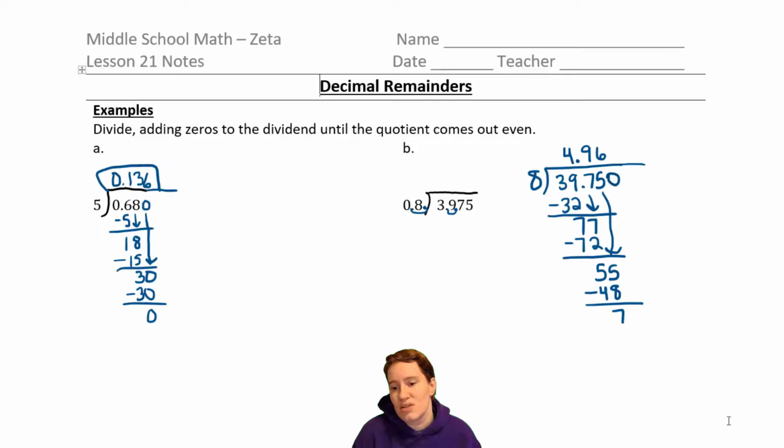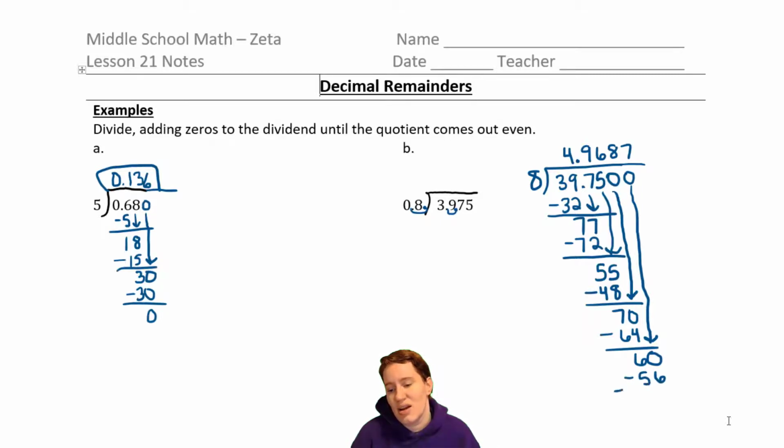And then we have our 0 here that we added. So we're going to add zeros until this works out to come out evenly. So 8 goes into 78 times, because 8 times 8 is 64. And then we drop our 0 down. 8 goes into 60. That would be 56. So 7 times.